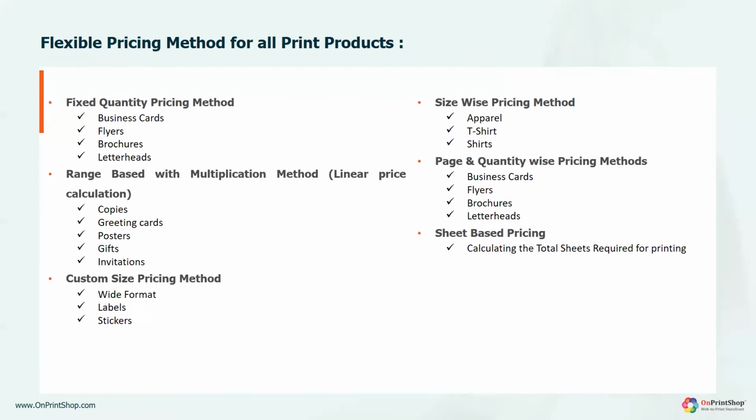Here are some examples of price defining methods used in different products. First we have the fixed quantity pricing method. This is used in business cards, flyers, brochures, and letterheads. Then we have the range based with multiplication method, or linear price calculation. This is used in copies, greeting cards, posters, gifts, and invitations.